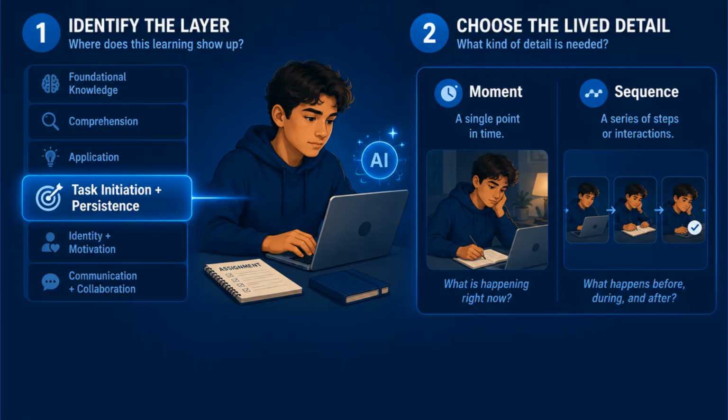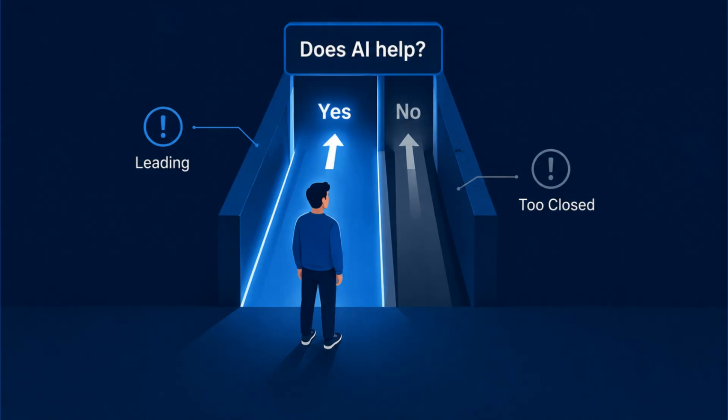Step 1. Identify the layer. The layer is task initiation and persistence. Step 2. Decide the lived detail needed. For this layer, you need a moment or sequence where the learner begins or continues academic work. A weak interview question would be, does AI help you start your assignments? That may sound clear, but it invites a yes or no answer. It also uses the word help in a way that can lead the participant toward a positive response.